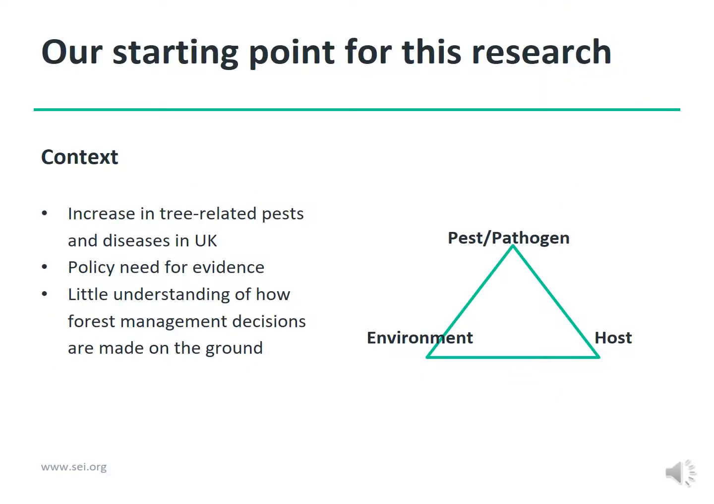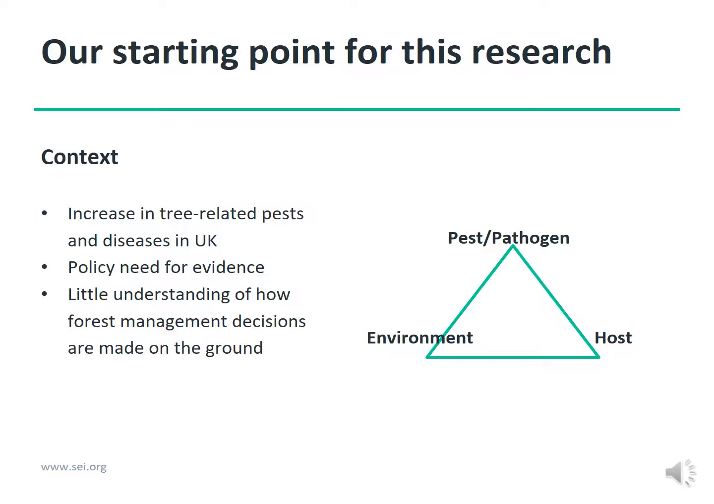So our starting point for this research is the context in which there are an increasing number of tree pests and diseases in the UK. And as a country where there's a relatively low percentage of tree cover, this has caused a great deal of concern about what the impacts of these pests and diseases might be, and also about how we might manage trees and forests in order to minimise those impacts. As a result, there's an increased policy need for evidence about how these pests and diseases are impacting and how they might be managed. But this is set alongside very little understanding of how forest management decisions are actually made on the ground.